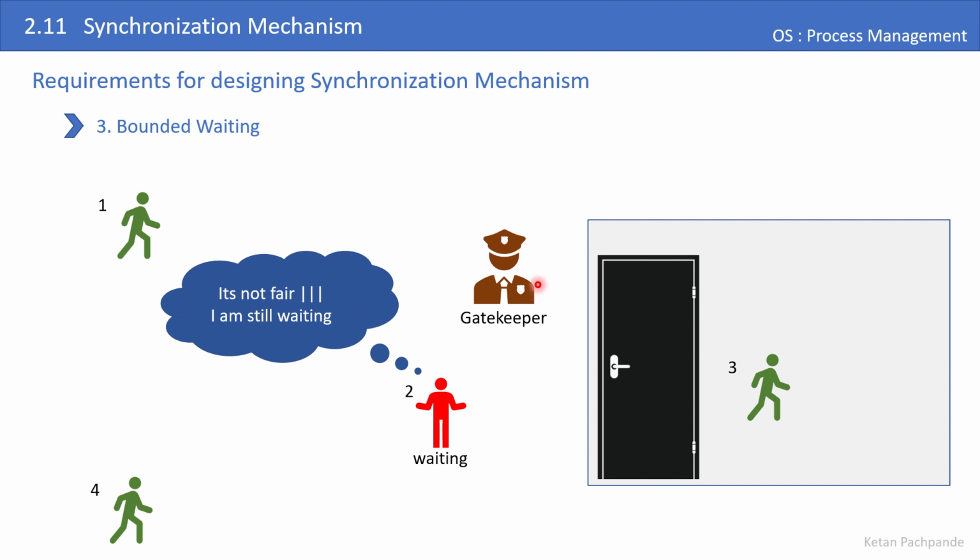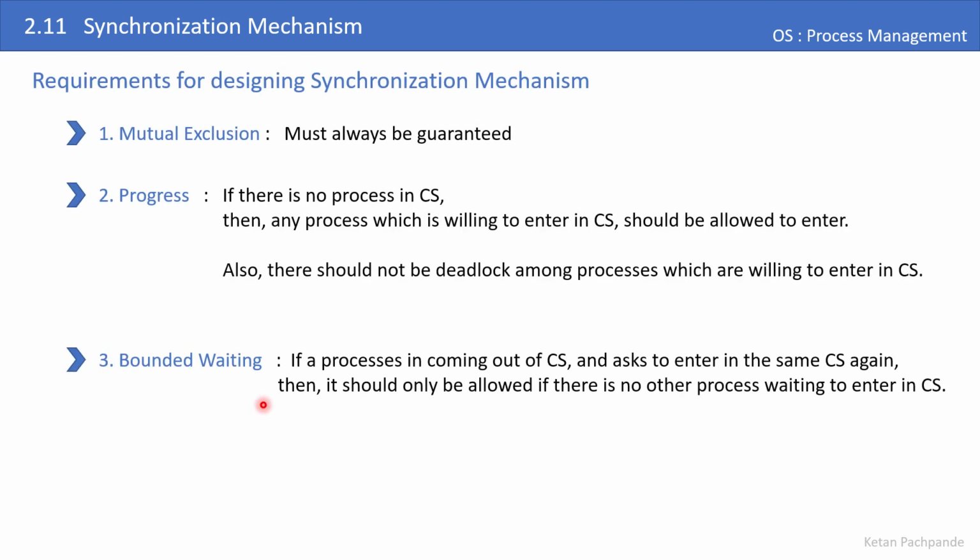In the ideal case, we don't want this situation. In the ideal case, we want this gatekeeper, or the entry section of the synchronization mechanism, to make sure that if someone is waiting outside the critical section, and if the process which is already in the critical section asks for the critical section again, then it should not be allowed. Let me summarize bounded waiting. If a process is coming out of the critical section and asks to enter the same critical section again, then it should only be allowed if there is no other process waiting to enter in CS.